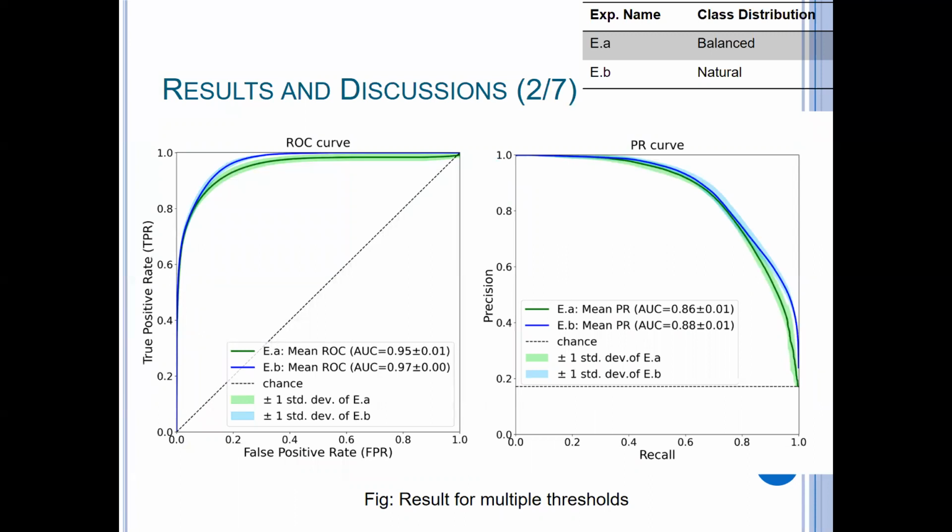These results are for multi-threshold based metrics. Here, the blue curves are for experiment B, that means for the experiment with natural distribution, and the green curves are for experiment A, that means for the experiment with the balanced distribution, while the corresponding color shading represents the standard deviation. We can see that the blue curve is better than the green curve in terms of both ROC and PR curve for almost all threshold points. That means the experiment with natural distribution is better than the experiment with balanced distribution.